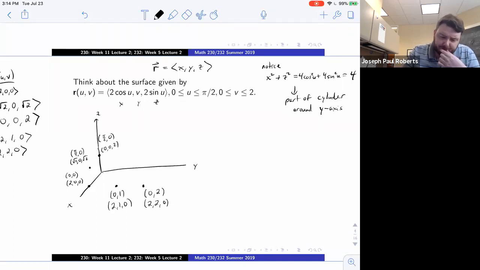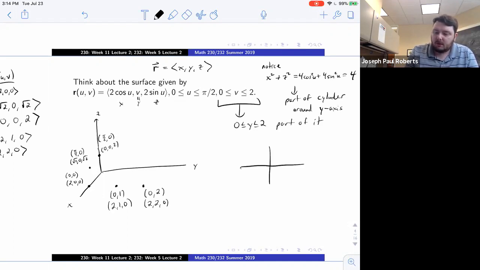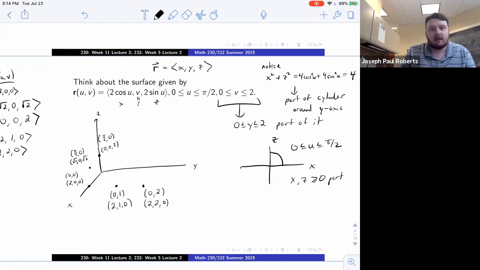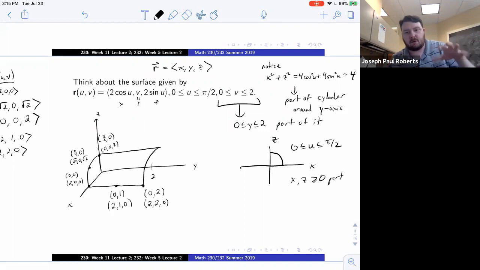And then thinking about it, if I combine the fact that y is v, I'm getting the y between 0 and 2 part of it. And in addition, if I think about what's going on as far as x and z go, the fact that u is between 0 and pi over 2, and u is essentially functioning as my polar angle, I'm really only getting the x and z both positive part as well. So putting this all together, the surface that we're dealing with is basically: take the cylinder, cut it off between y equals 0 and y equals 2, and then only consider the quarter of it where both x and z are positive.